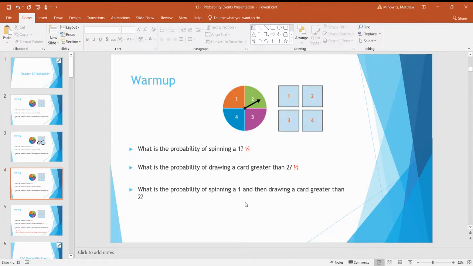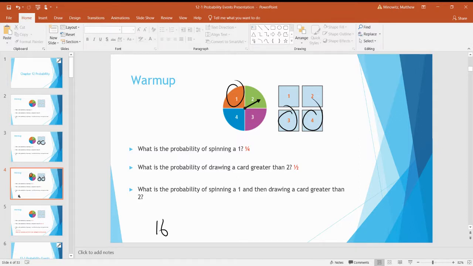Now, what is the probability of spinning a 1 and drawing a card greater than 2? So I'm now doing 2 things at once. So I've got to think of how many different options I can have. I can have a spin of 1 and a pick of 1, a spin of 1 and a pick of 2, and a spin of 1 and a pick of 3. Now I might want to list them all out, or I can count. I have 16 different options.